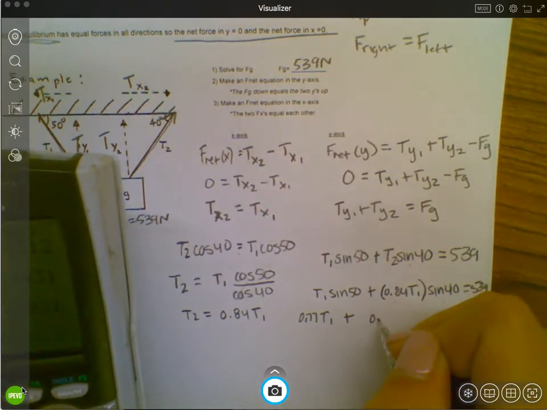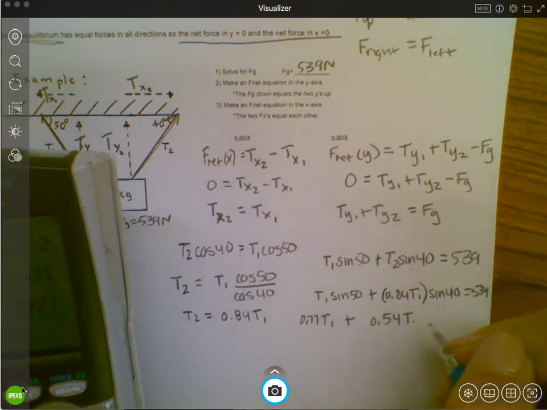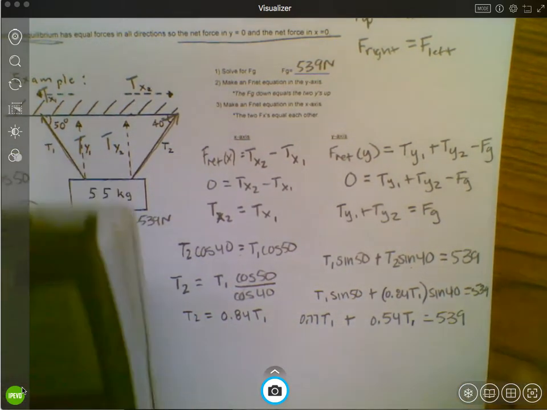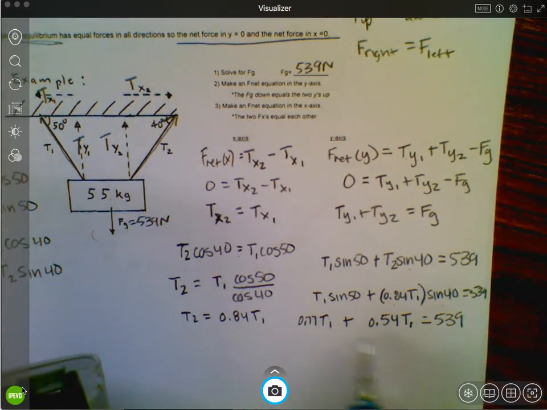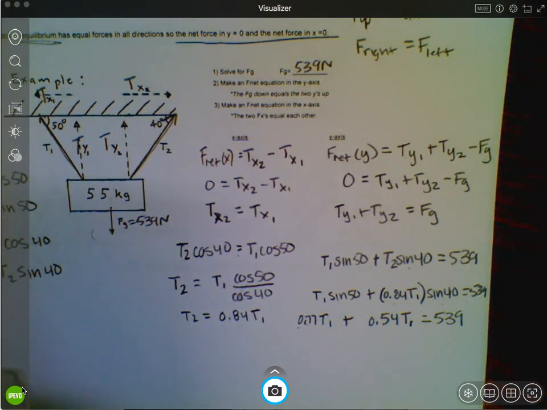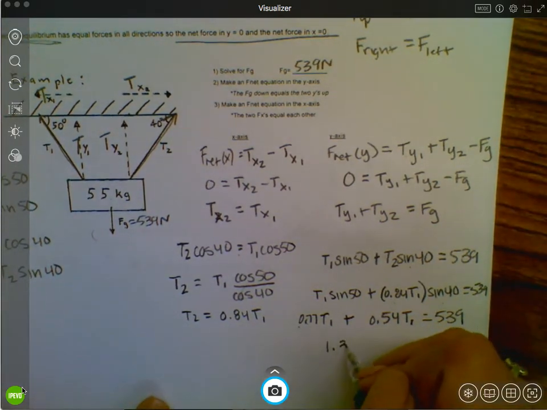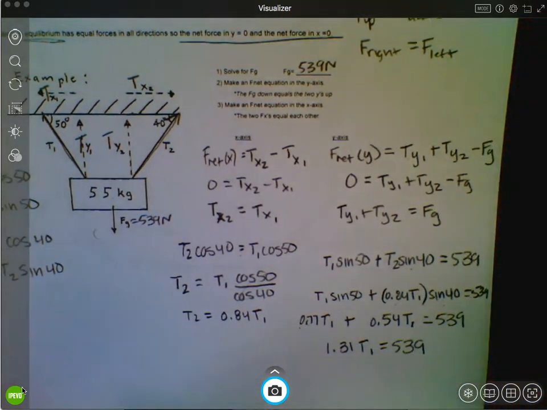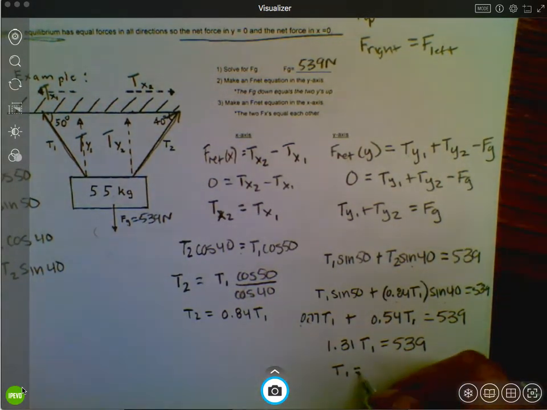So 0.77 t1 plus 0.84 times sine 40, so 0.54 t1 equals 539. Okay? And now we just have an algebra equation. These are like terms, so I'm going to add 0.77 plus 0.54, and I get 1.31 t1 equals 539. Divide 539 by 1.31, and I get t1 equals 411 newtons.